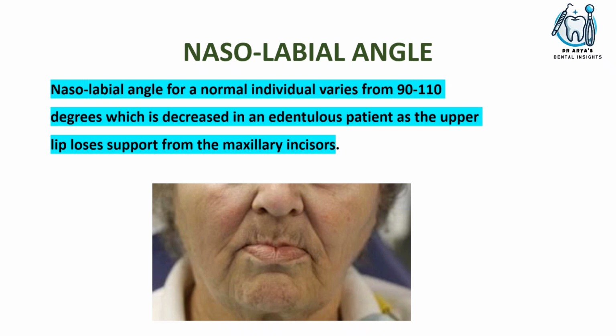Coming to the nasolabial angle, for a normal individual it varies from 90 to 110 degrees, and it is decreased in an edentulous patient as the upper lip loses support from the maxillary incisors.